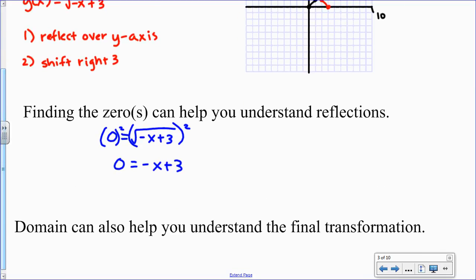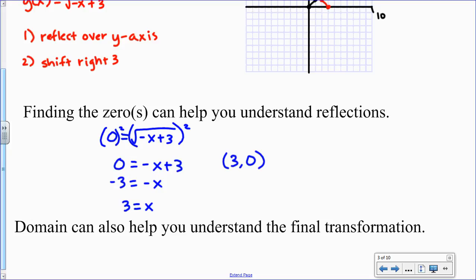Obviously, some of you are probably good with "because I said so," but this is also for those of you that aren't okay with that. Negative 3 equals negative x. So 3 equals x. So that means I have the point 3, 0. So that also convinces me, okay, so it's 3, 0, not negative 3, 0. I did have to shift right.